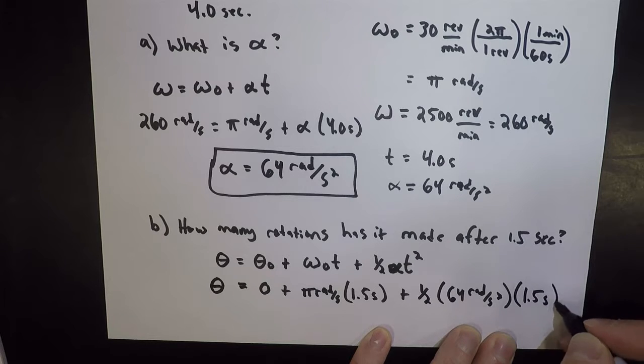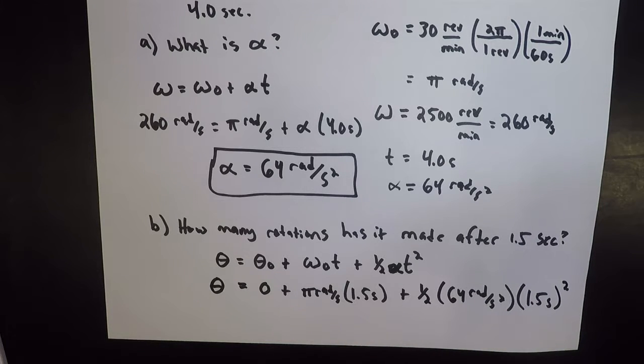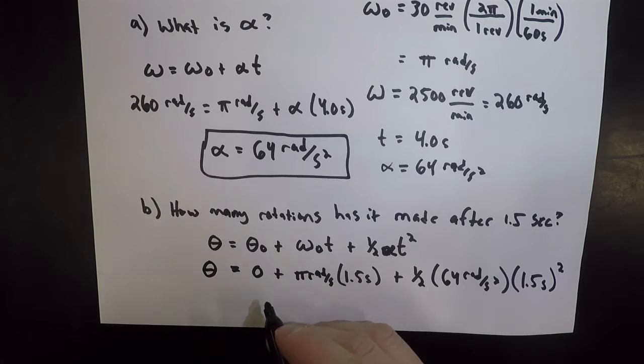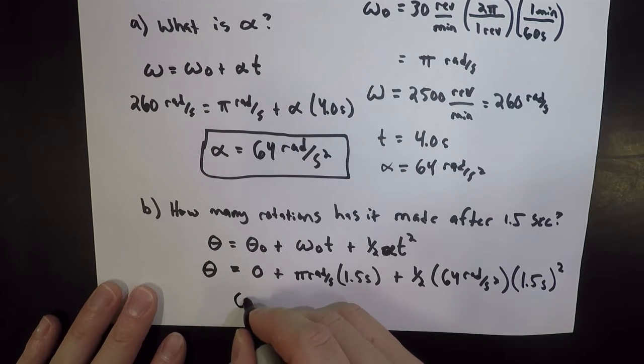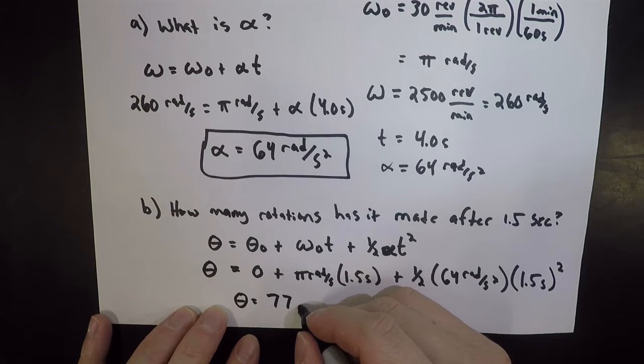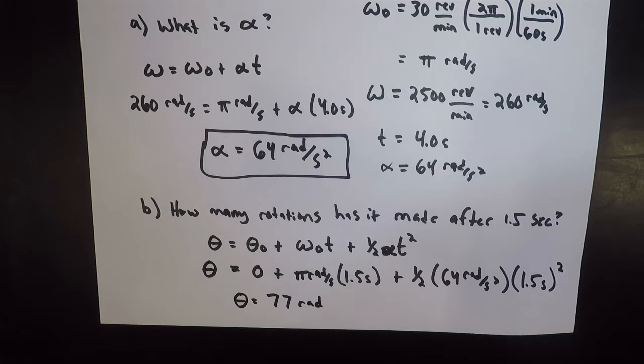Again, 1.5 seconds quantity squared. So now we can solve this for theta, how many times or what angle this will rotate through. When we get an answer for theta, I plug this in my calculator and got 77. So this rigid object will rotate through 77 radians in 1.5 seconds as it accelerates, as it picks up speed.